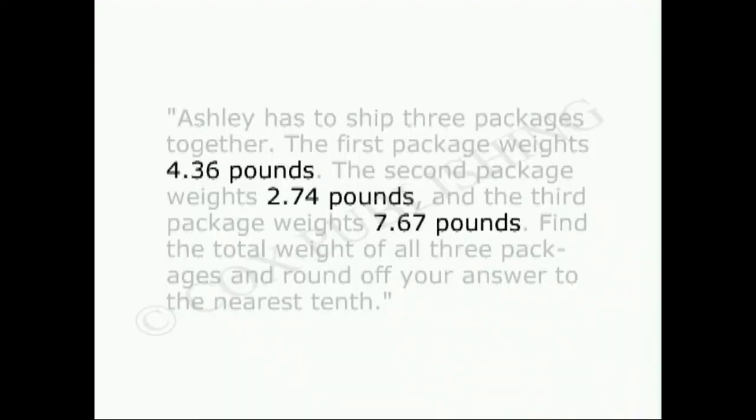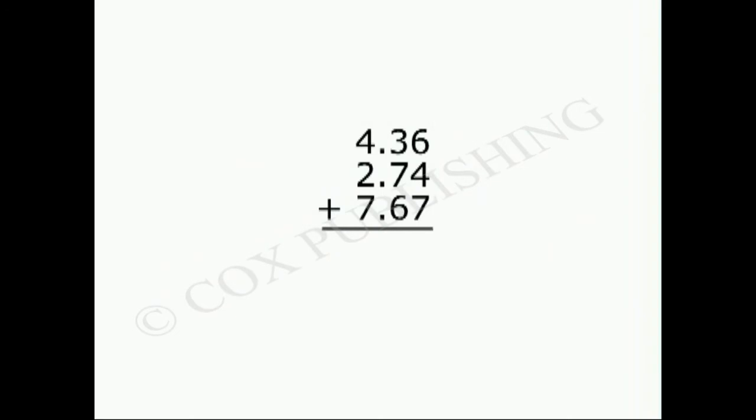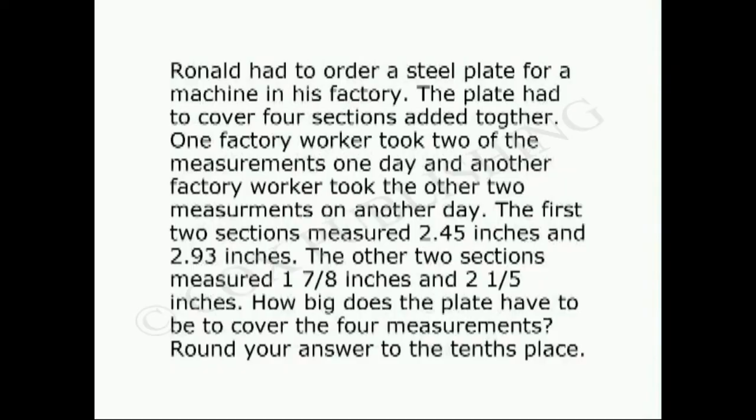Now how would you solve this problem, Bruno? Well, we have to find a total weight, which means we have to add everything together. Then round off the answer to the tenths place. When I add 4 36 hundredths, 2 74 hundredths, and 7 67 hundredths, I get 14 77 hundredths. The tenths place is the first decimal place, and the number next to that place is greater than 5, so you have to raise the 7 up by 1 to 8 and drop off the last number. So the answer rounded off to the tenths place is 14 8/10. Well done.